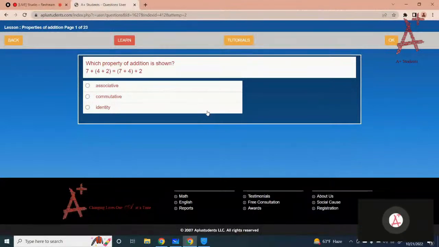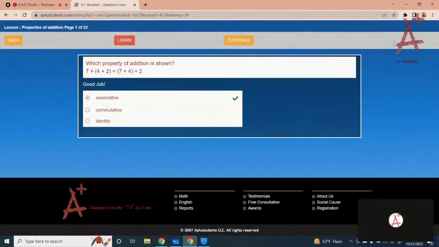Is it associative, commutative, or identity? So I just told you, whenever three digits are involved in an equality, and both sides have equal digits, the property is the associative property. Got it? So this one is the associative property. Just select the correct option and click on the OK button.